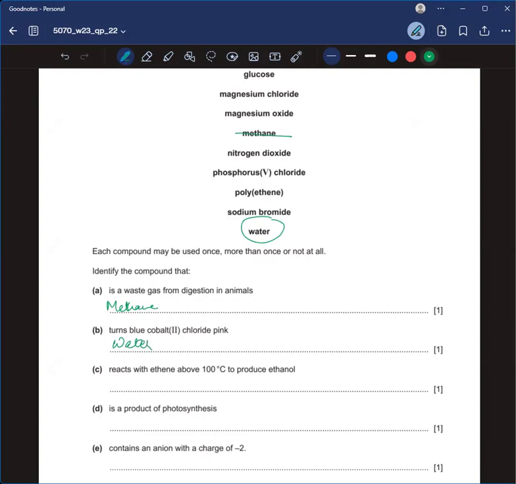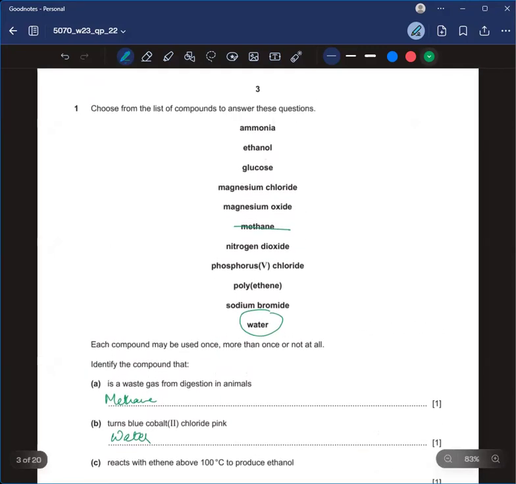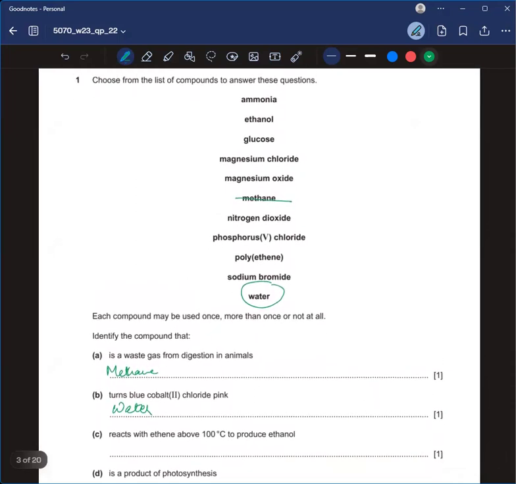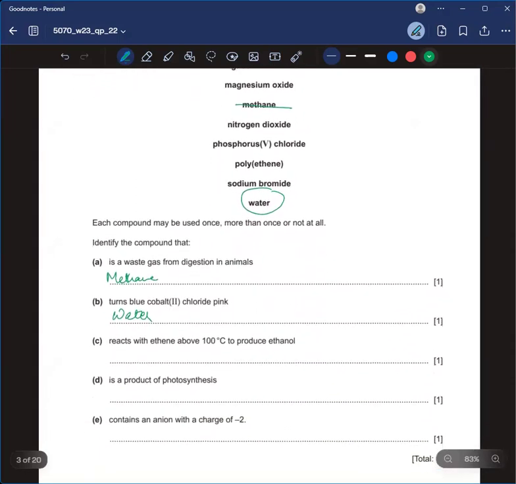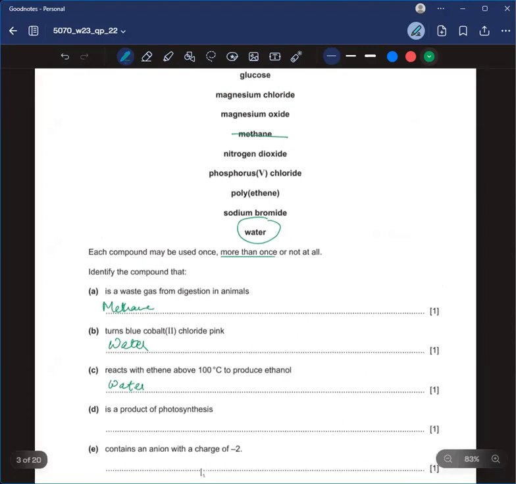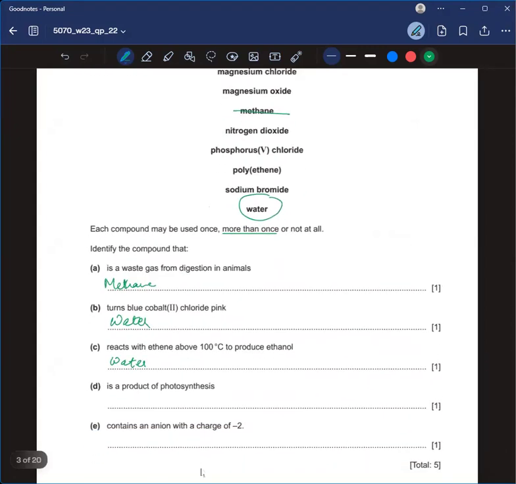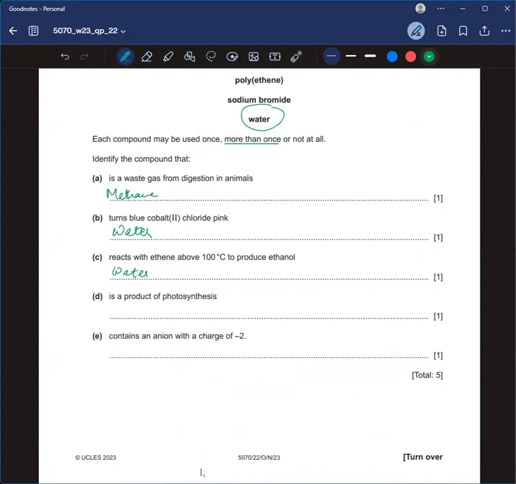Okay, part C reacts with ethene above 100 degrees Celsius to produce ethanol. So it would be steam, I guess. We don't have an option of steam, so I would just write water. And here we can see that it is being repeated, and we can repeat it as it is. Part D is a product of photosynthesis. So what do we have here? Glucose could be one. Glucose or oxygen. Glucose is here, so we write glucose.